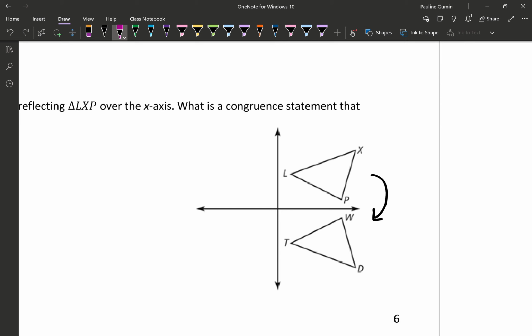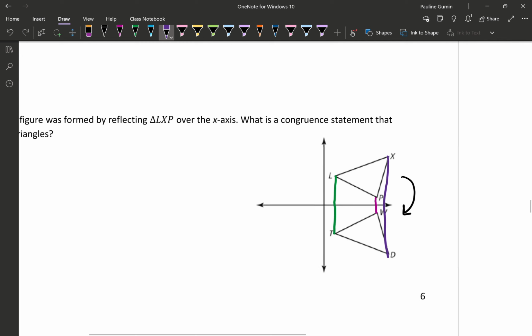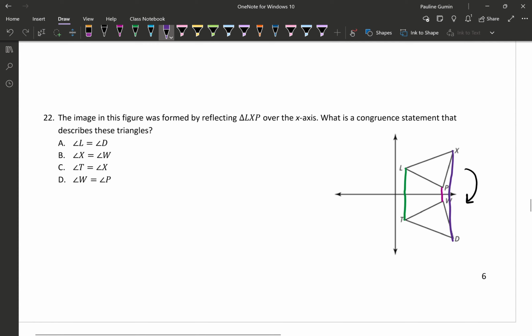What number was it? It was number 12. So if I connected P to the x-axis and kept going, it would connect to W. If I connected L to the x-axis and kept going, it connects to T, and that means X would be the same as letter D. So let's see which one of these works. Letter A says angle L is congruent to angle D. No.